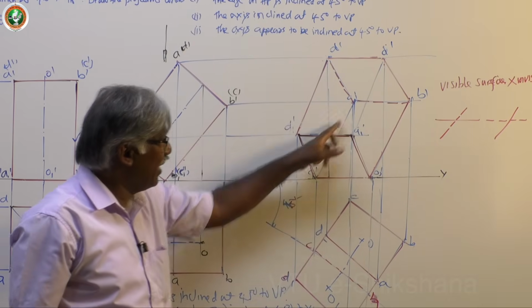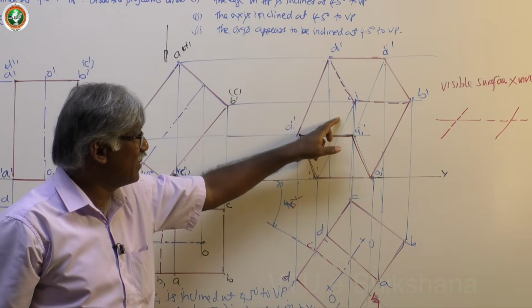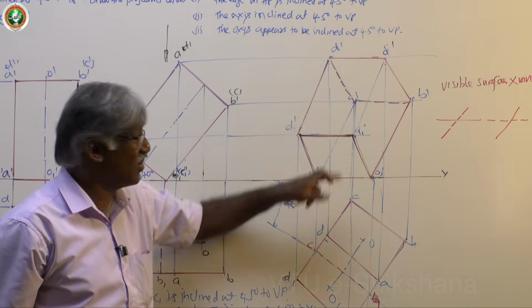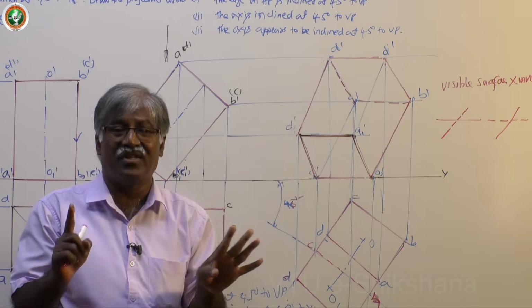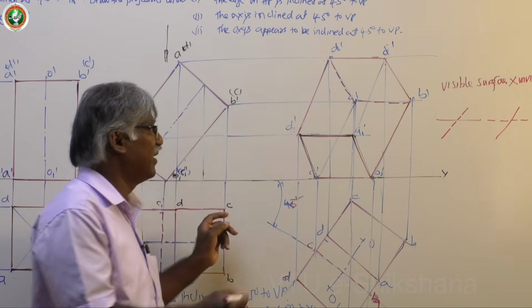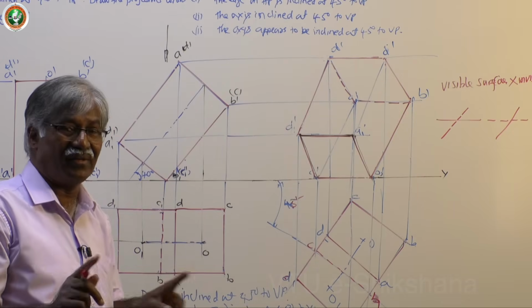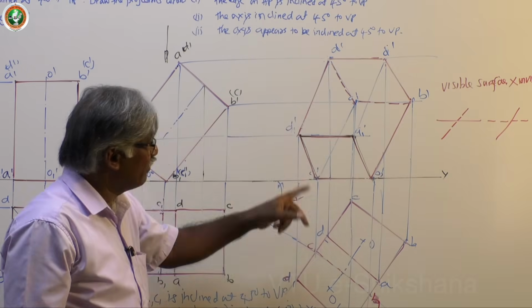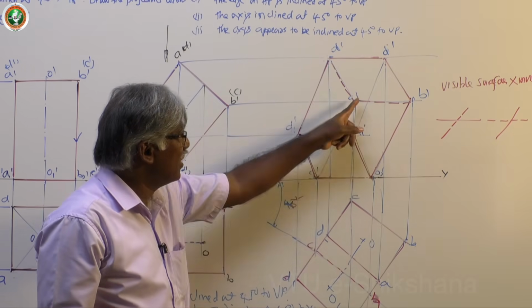If any line crosses the visible line, this becomes dotted. If it is already dark, this becomes dotted. Crossing lines are always opposite in nature. Have that in mind. So it is a fact. It is not a thumb rule or some different method. It is a fact. Our basic concept is visible surface, invisible line.